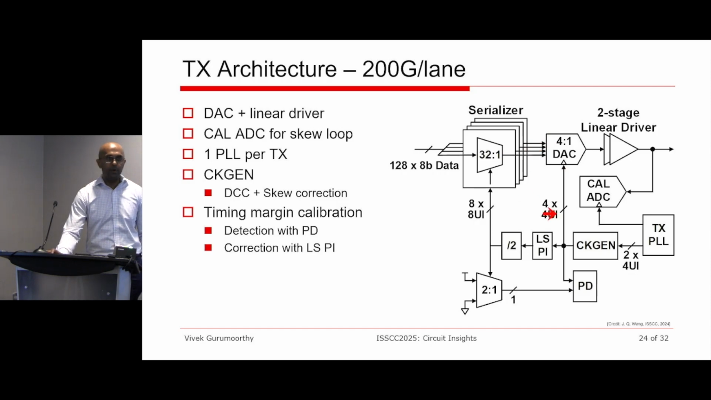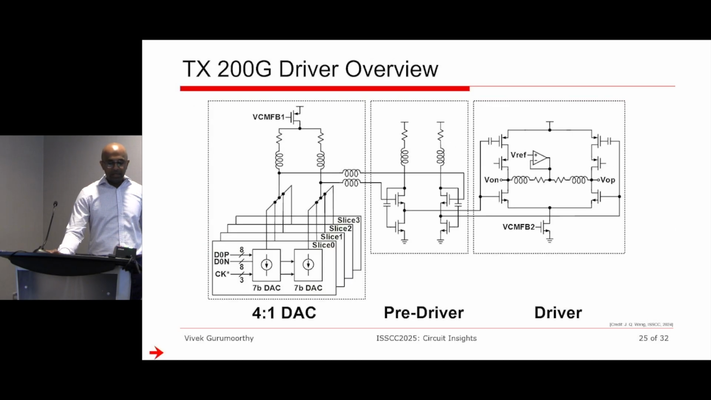So you have a 4-phase clock here. How is the skew between them being compensated for, how do we calibrate that out? All of that requires additional circuitry. So we have a Cal ADC, we have a low speed PI for data alignment and stuff like that. So let's just briefly take a look at what this design could look like, right?